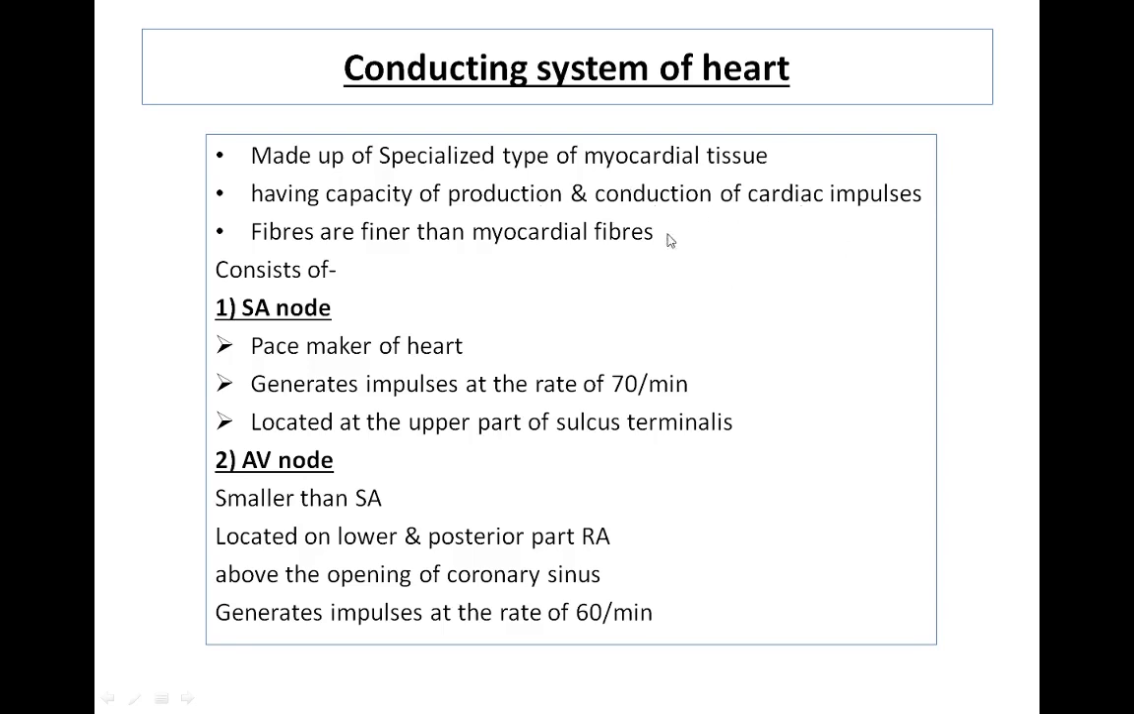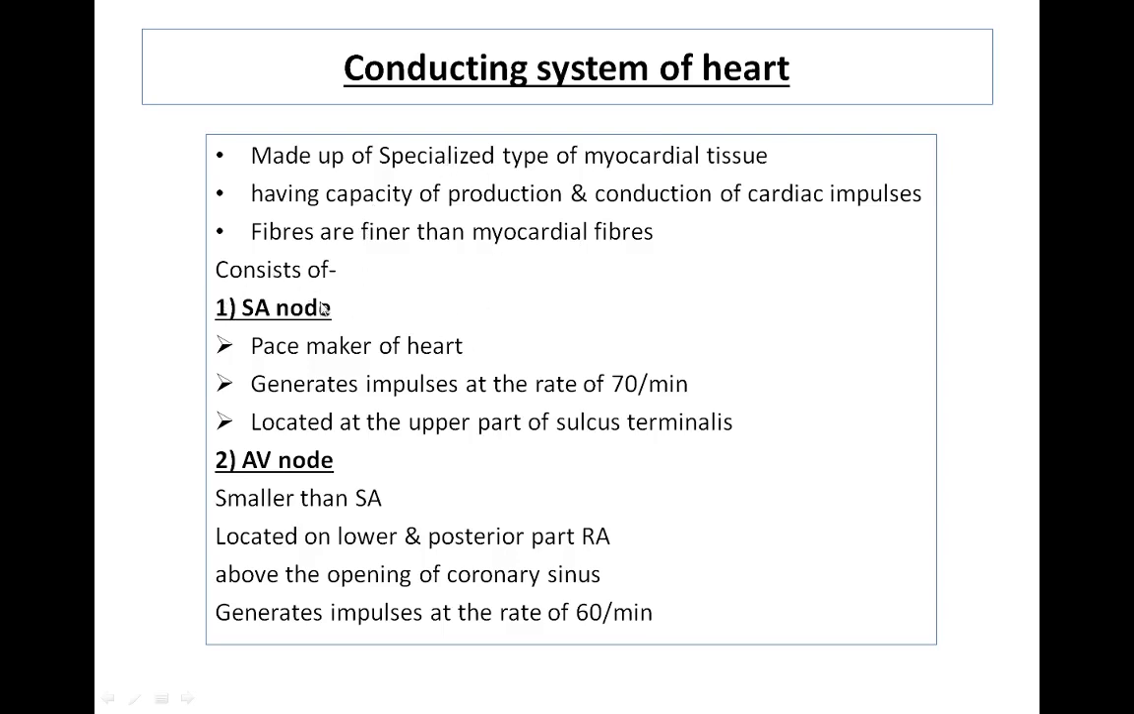Normally, production and conduction of impulses is the capacity of the nerve only. But here, these muscle fibers get specialized and they can produce and conduct the cardiac impulses from one point to the next point, that is from the atrium to the ventricle. So the fibers are finer than the myocardial fibers. Myocardium fibers are thicker than the conducting part of the heart.